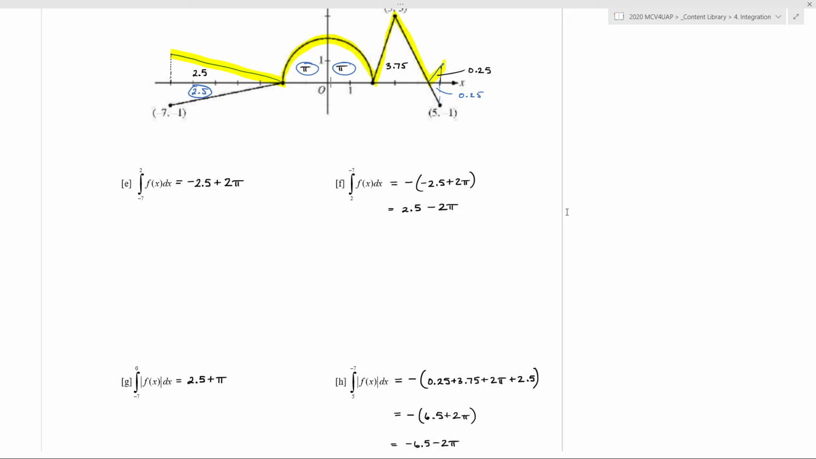Now, part H, you're integrating from 5 to negative 7. So that means all the way from the right-hand endpoint all the way to the start. So the best way to do that is add up all the numbers. They're all above the x-axis, so they're all positive. But now because you're integrating from right to left, you just make it negative. And you get negative 6.5 minus 2 pi.